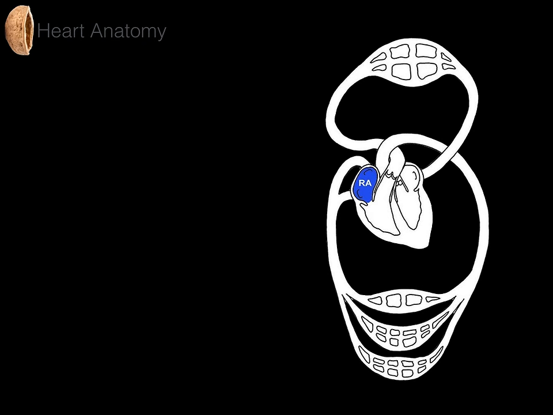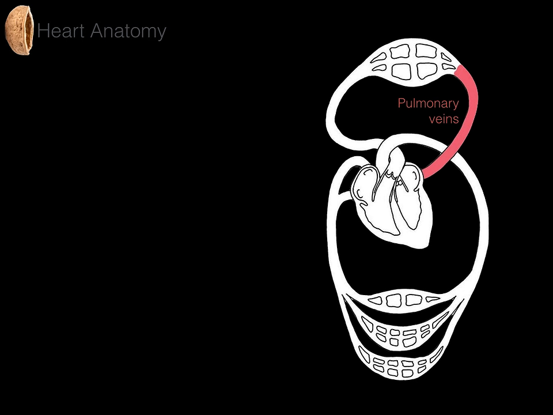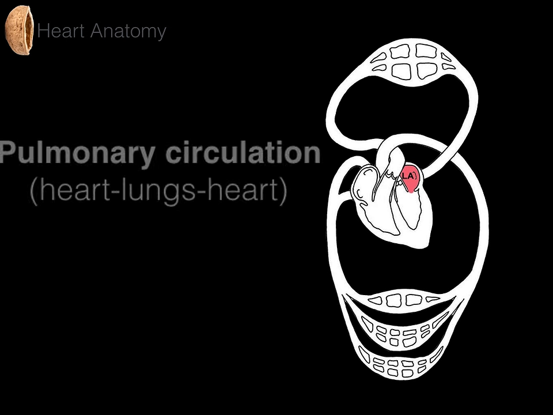So here we have deoxygenated blood in the right atrium, which then flows through the tricuspid valve into the right ventricle, and the right ventricle pumps this deoxygenated blood through the pulmonary valve into the pulmonary arteries, taking blood away from the heart to the lungs. And we go to the pulmonary capillaries in the lungs because we need to exchange CO2 with oxygen. Now, the oxygen-rich blood exits the pulmonary capillaries in the pulmonary veins. This is now oxygenated blood. And this oxygenated blood from the pulmonary veins flows into the left atrium.